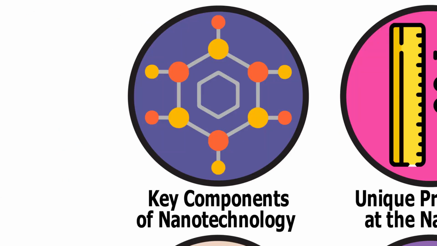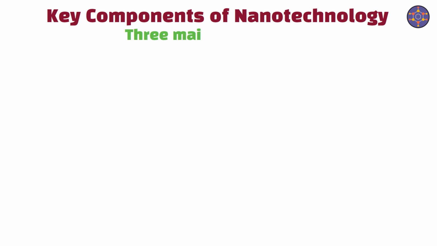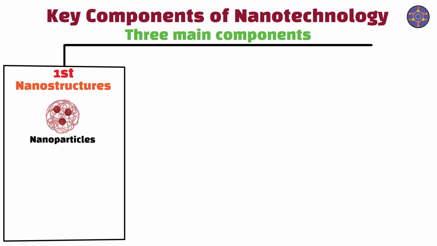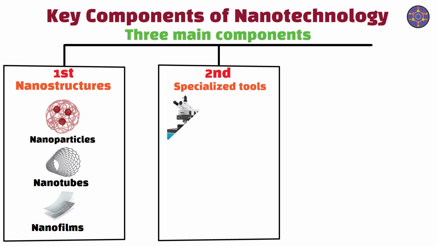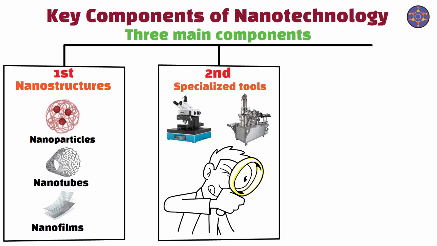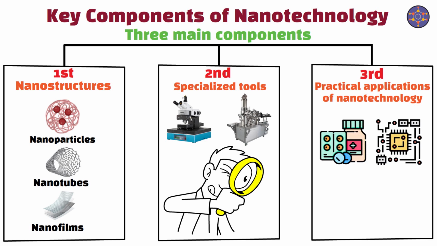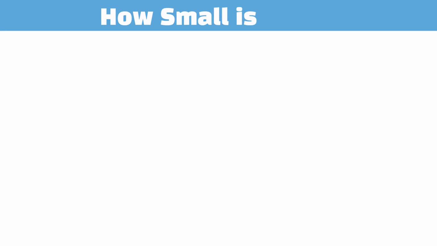Key components of nanotechnology. Nanotechnology relies on three main components. First, we have nanostructures, which are the building blocks, including nanoparticles, nanotubes, and nanofilms. Next, specialized tools like atomic force microscopes and scanning tunneling microscopes allow scientists to observe and manipulate matter at the nanoscale. Finally, the practical applications of nanotechnology span various fields, from medicine to electronics, showcasing its versatility and potential impact on our lives.